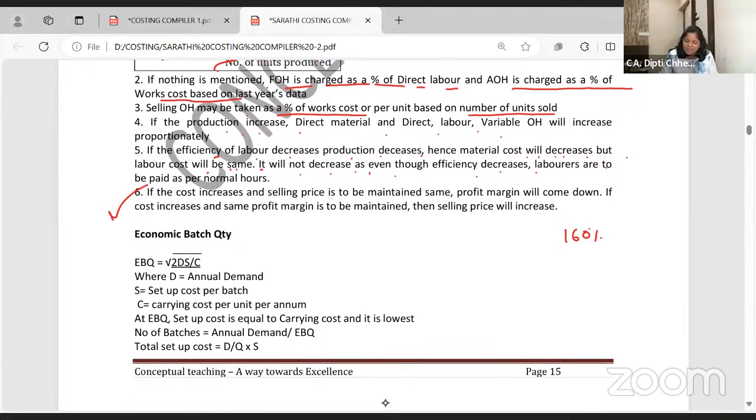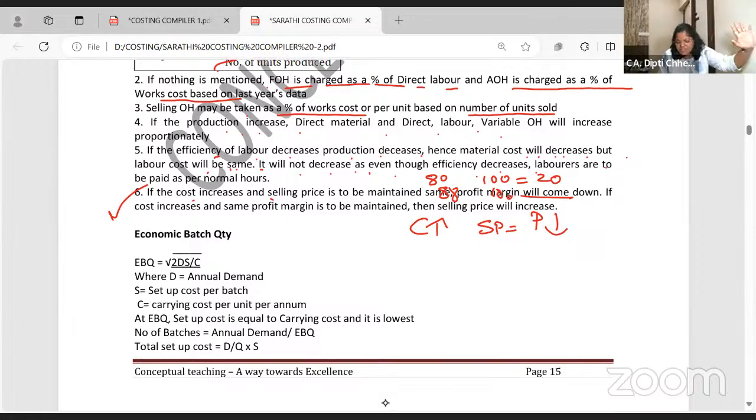This one is very beautiful knowledge. Just look at the screen. If cost increases, and they are saying selling price you keep it same, so the profit will come down. Cost was earlier 80, selling price 100, profit 20. Now cost went up to 88 and you want selling price 100 only. So profit to come down hona hi hai na. If the cost increases and you want same profit, on 88 also you want 20 profit, then increase the selling price.